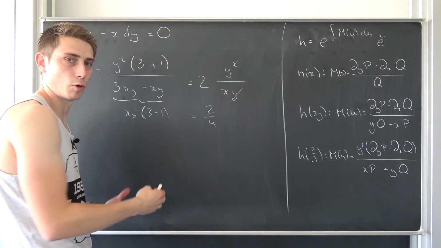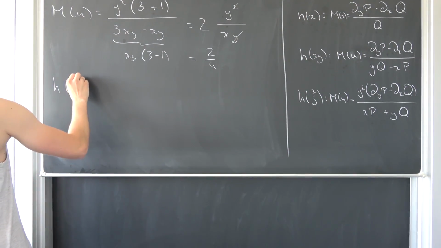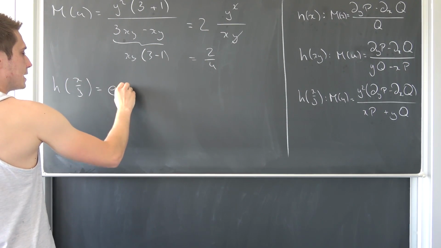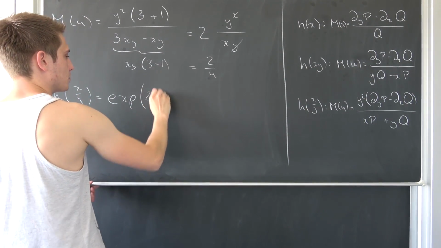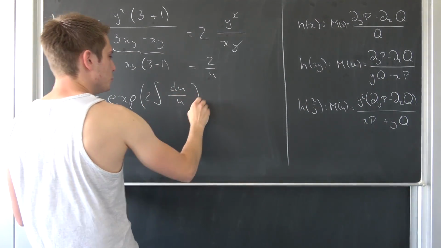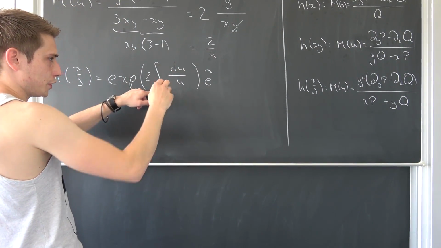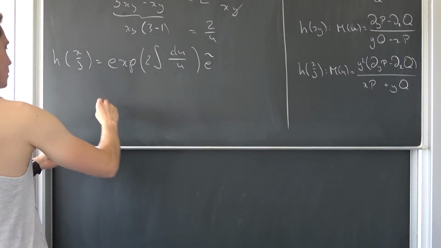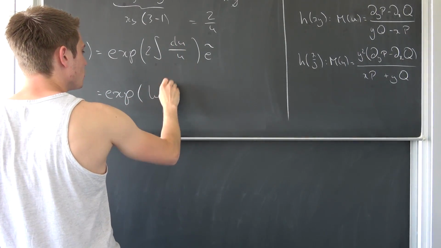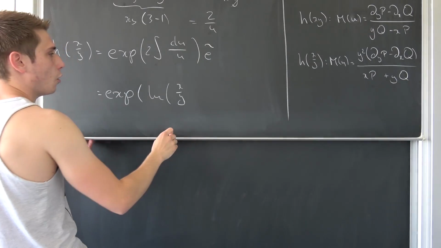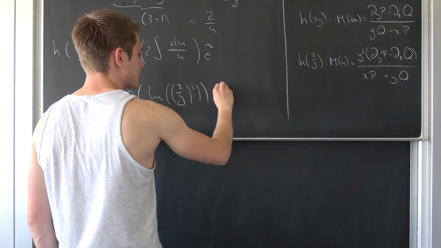That's once again a really small and compact thing we have to integrate over. Our h of x over y is the exponential function of 2 times the integral of du over u times e snug. Natural log of u is nothing but x over y, so the exponential function of 2 times the natural log of x over y squared, e snug.